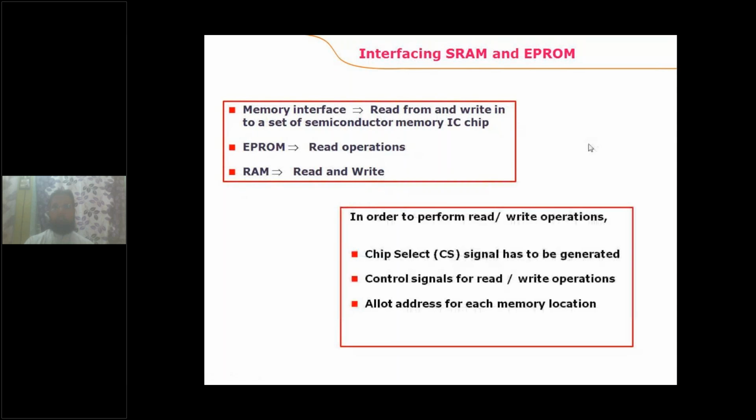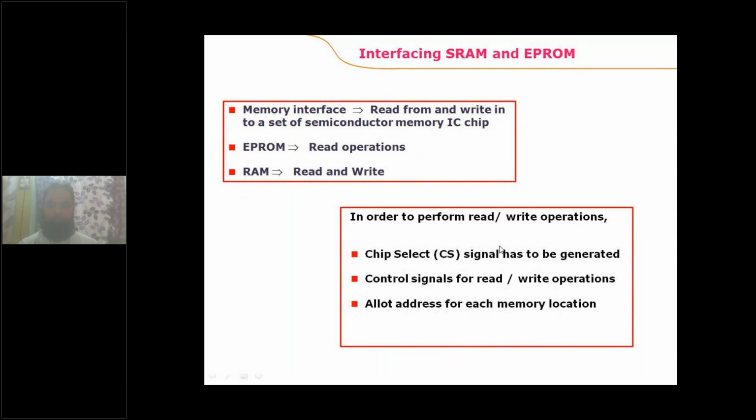There are a few operations that you need to do in order to access the memory. First, the 8086 processor has to generate a chip select signal in order to select the particular chip. Next, it has to generate control signals, which are memory read and memory write signals. And it has to allocate an address for the memory location, and that address is passed over to the memory chip. So these are the three operations required to access a memory location.